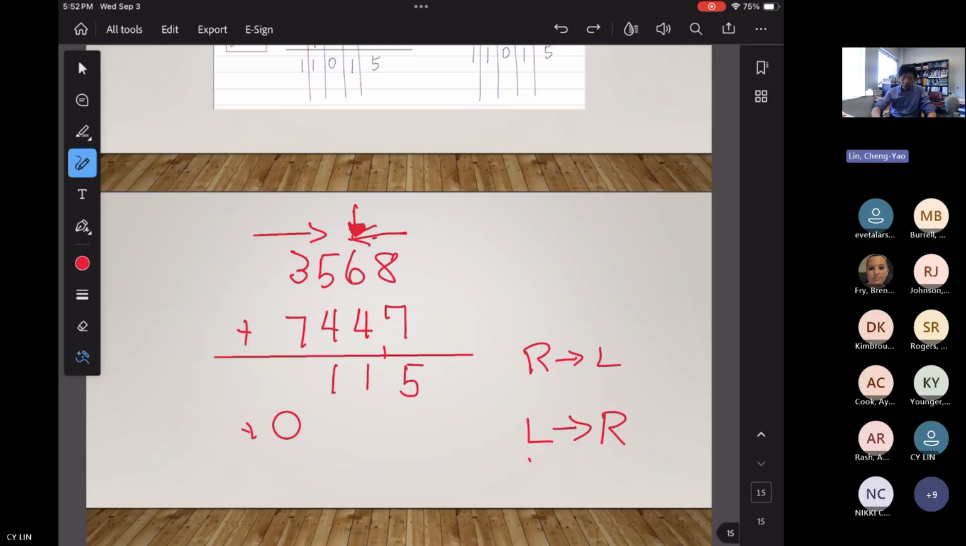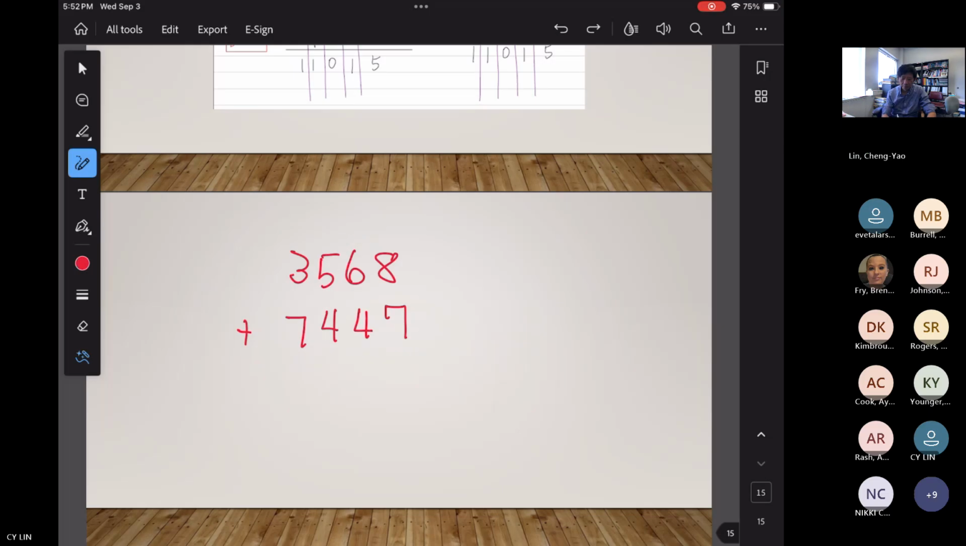So I want you to do it. Practice this number. Do it again. See if you can do it. Right to left, left to right. I'll give you a minute. Try it, okay?